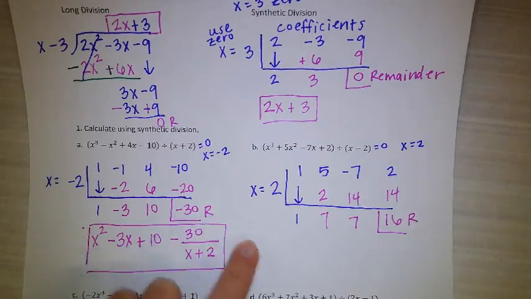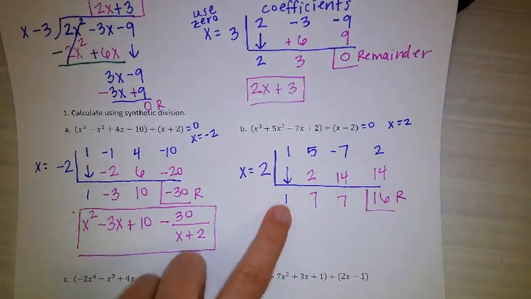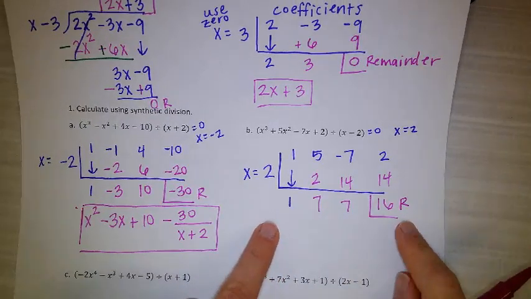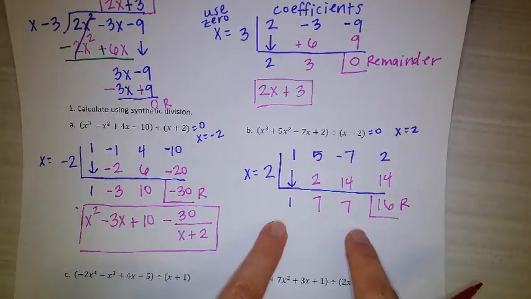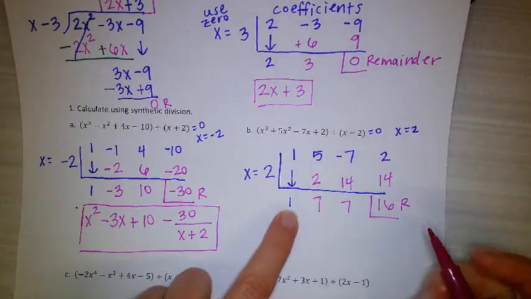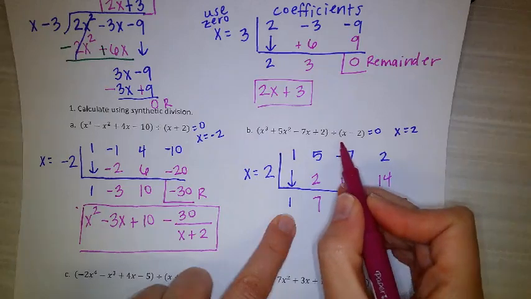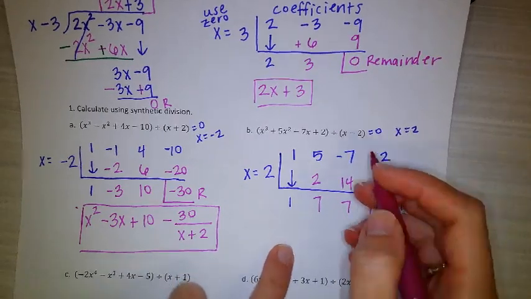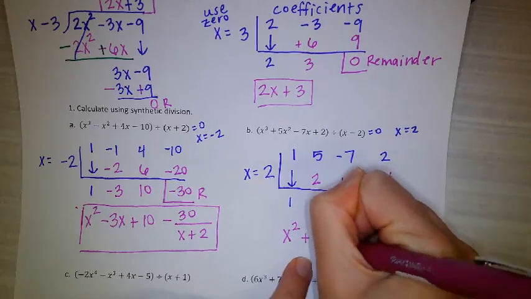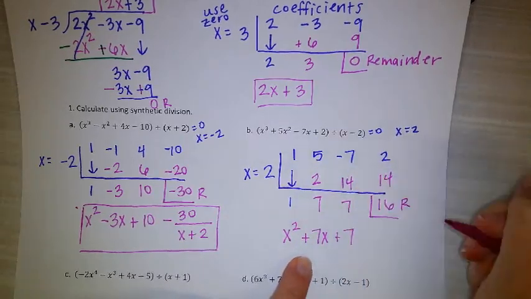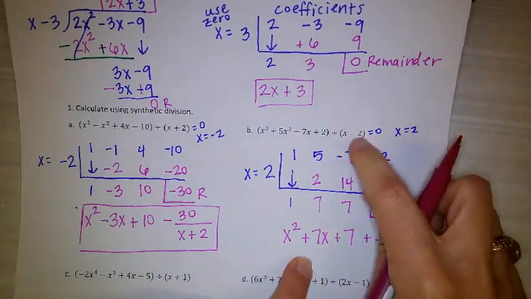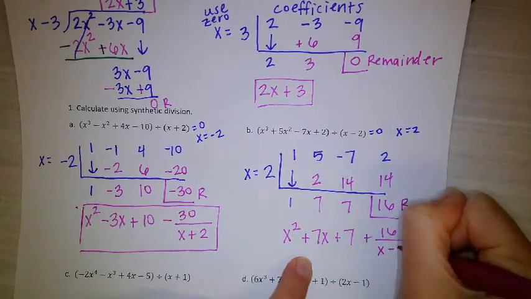And of course, now let's make sense of our answer. This is not your answer. This is just the shortcut process to help you divide these two polynomials. So since it was cubic divided by an x, it's going to go down in degree to become x squared plus 7x plus 7, and then a positive 16 remaining out of the x minus 2 that we were dividing by.